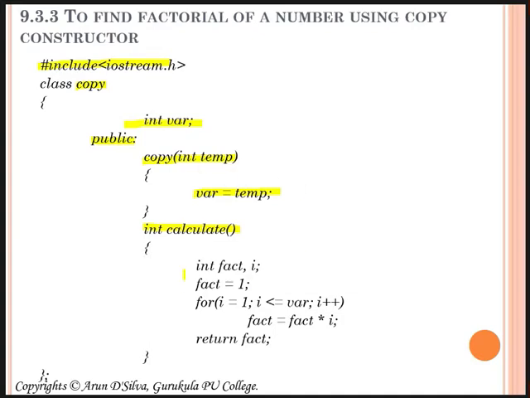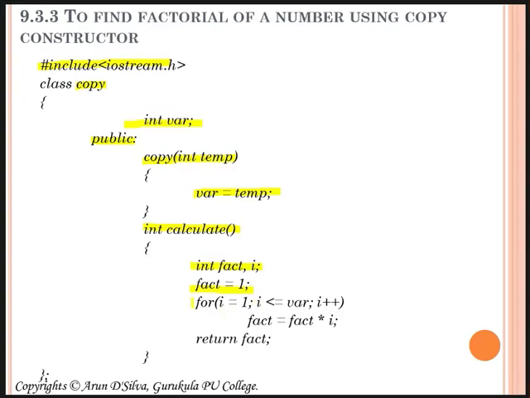Now, to calculate the factorial, we need one variable. I have used fact to store the factorial of the var variable. For the iteration purpose I have created one more variable, i. In fact I'll store 1 initially, because we don't know what the value of var will be. So that's the reason I store 1 in fact as the multiplicative identity.